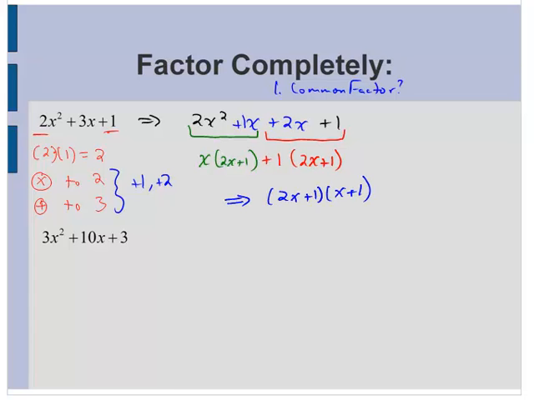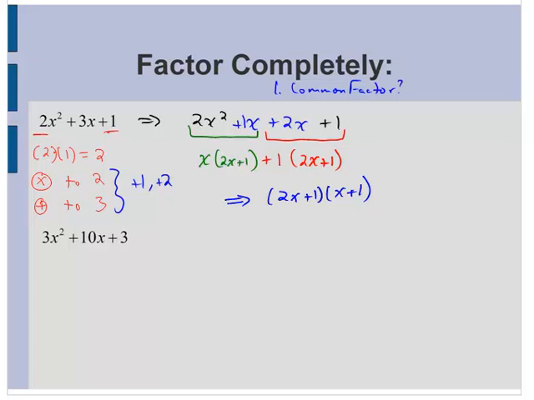And of course, as with any factoring, you can check this by multiplying it back out. 2x times x, there's the 2x squared. 2x times 1 is 2x. 1 times x is 1x. And there's your 3x. 1 times 1 is 1. Why don't you try the next one on your own?